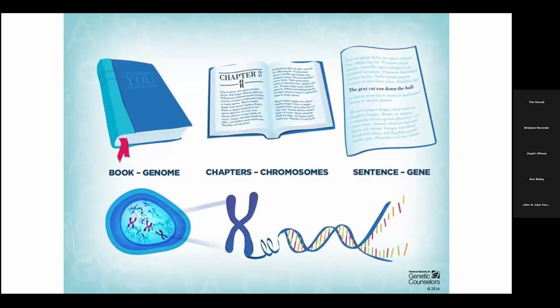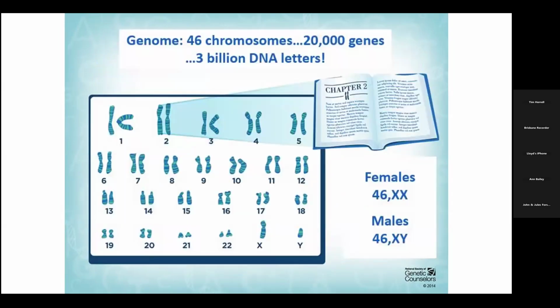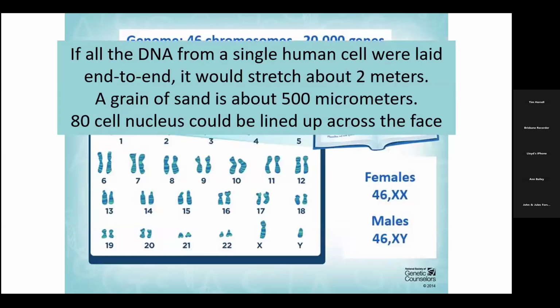Think of it like this. The book is like the entire genome. The chapters are the chromosomes. The sentences are like the genes, and then the individual letters are the DNA themselves. So just a little bit more, as I said, 46 chromosomes, 220,000 genes, and 3 billion individual DNA letters. Right. Okay.